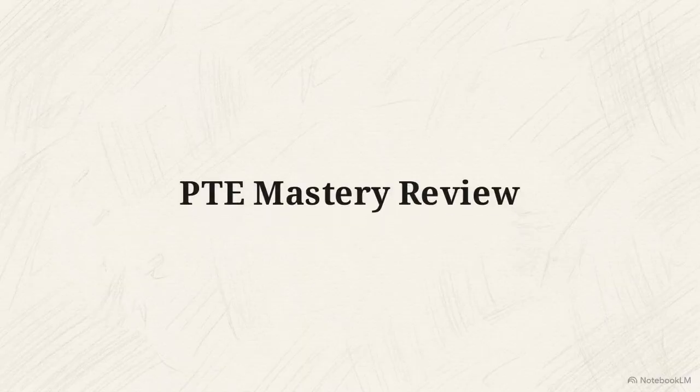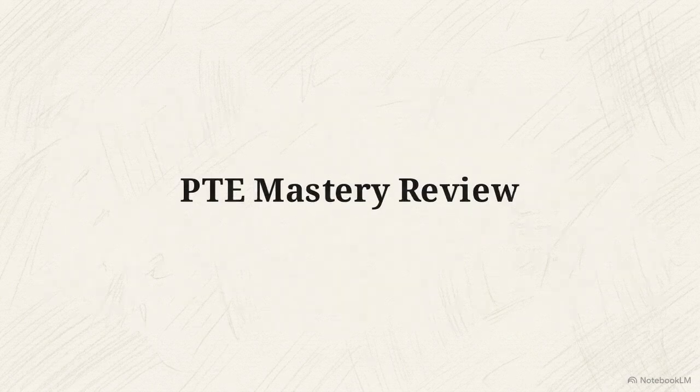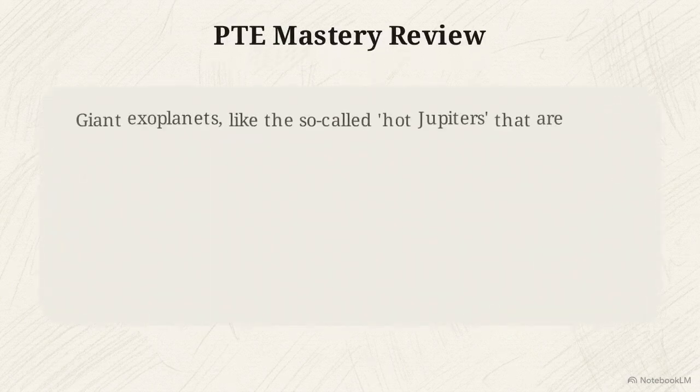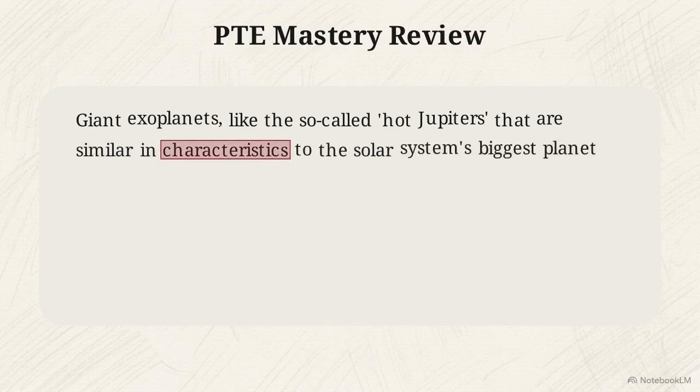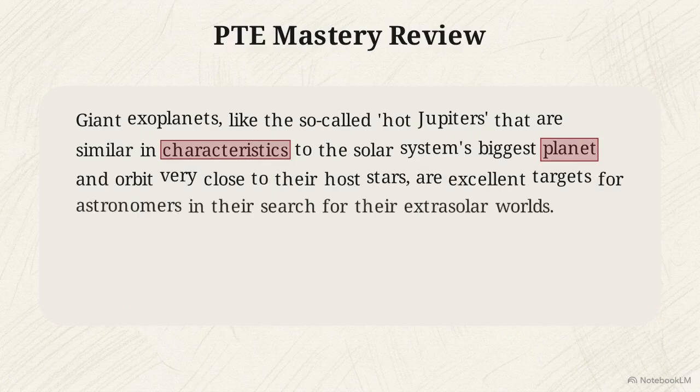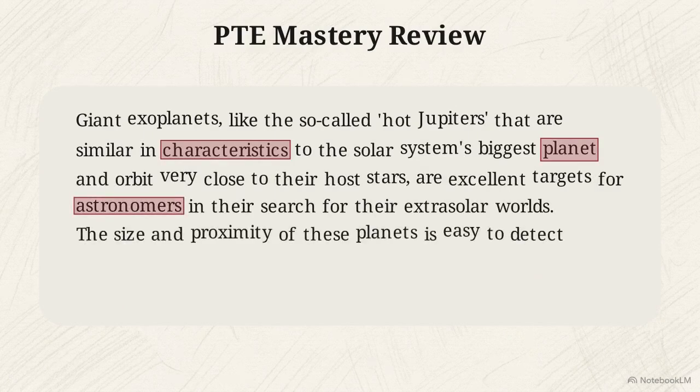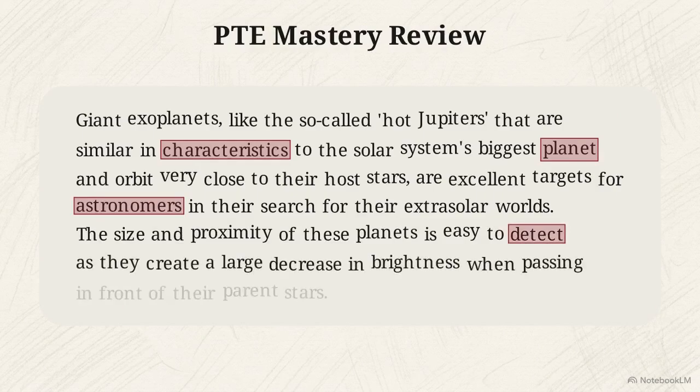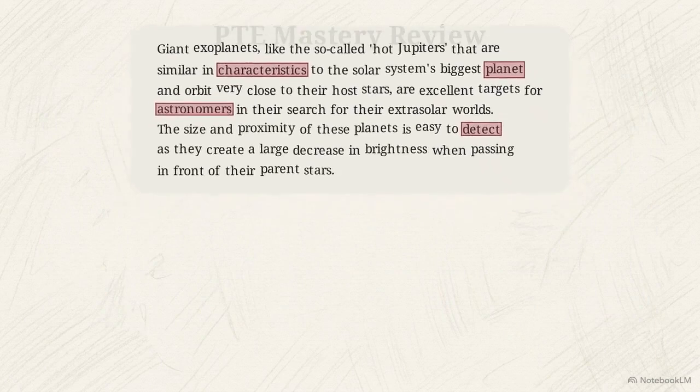Let's read the fully completed text to hear the natural flow of the academic phrasing. Giant exoplanets, like the so-called hot Jupiters, that are similar in characteristics to the solar system's biggest planet and orbit very close to their host stars, are excellent targets for astronomers in their search for their extrasolar worlds. The size and proximity of these planets is easy to detect, as they create a large decrease in brightness when passing in front of their parent stars.